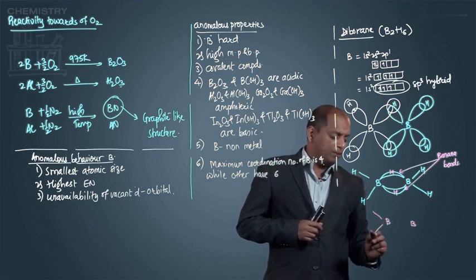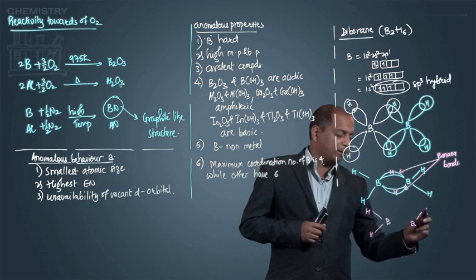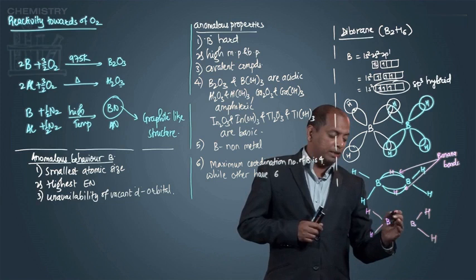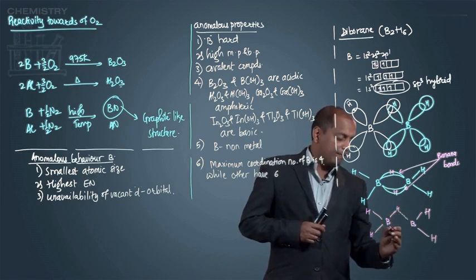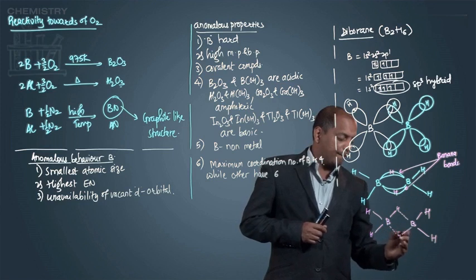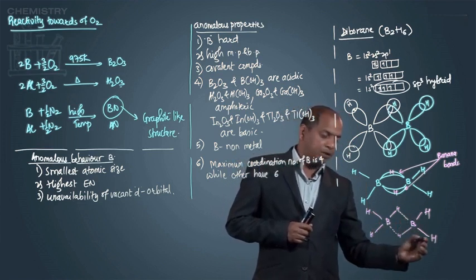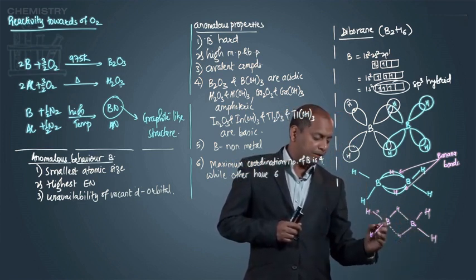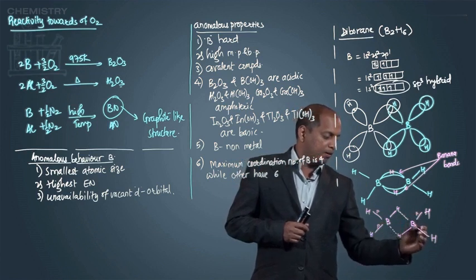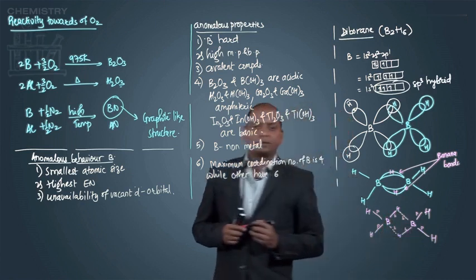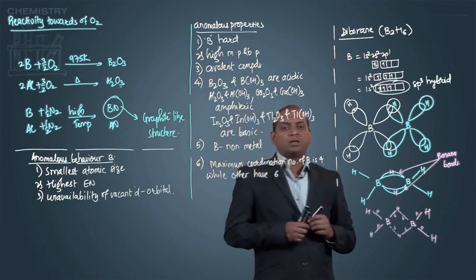So four B-H bonds are in one plane, while the bridge hydrogen atoms are perpendicular to this plane. So these B-H bonds are planar, while these hydrogen atoms are bridge bonds, which are perpendicular to the plane.